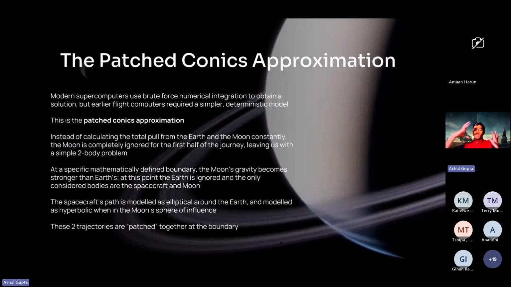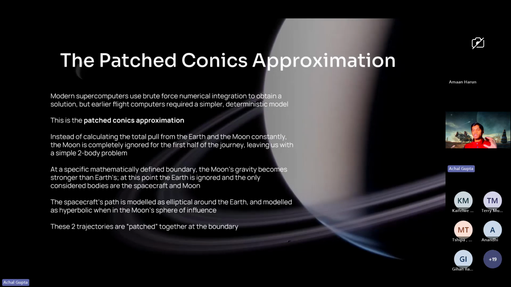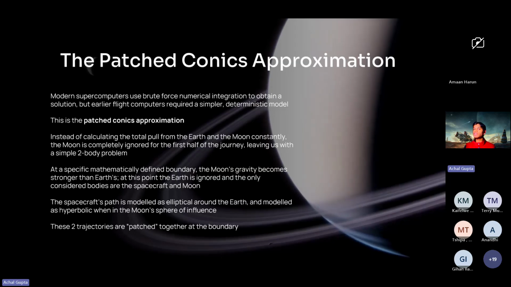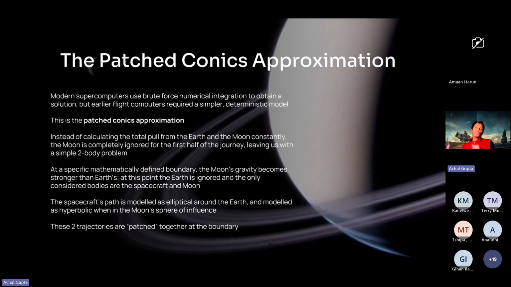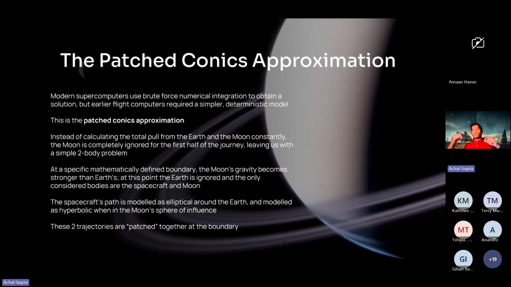So how does this work? Well, between these 2 larger bodies, the Earth and the Moon, we define a boundary, and we say that boundary is the sphere of influence. If we're in Earth's sphere of influence, we ignore the Moon completely, and we perform our calculations pretending it's a 2-body problem between the Earth and the spacecraft, and that makes our life a lot easier. And then once we cross that boundary and the Moon is exerting a stronger pull on us, we consider the Moon and we forget the Earth. And then once we've plotted these 2 parts, we essentially connect them at the boundary. And that's why they're called patched conics.